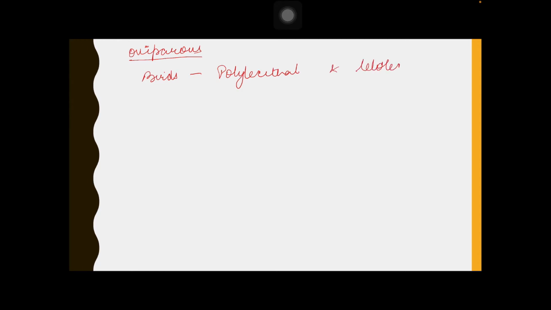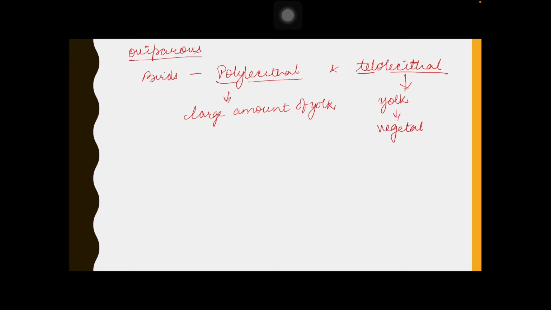Polylecithal eggs means, lecithal means yolk, right? Poly means a large amount of yolk is present. So in polylecithal eggs, a large amount of yolk is present in the egg. And what does telolecithal mean? Telolecithal means yolk is concentrated majorly in the vegetal hemisphere, and cytoplasm is present in a very small amount in the animal hemisphere.